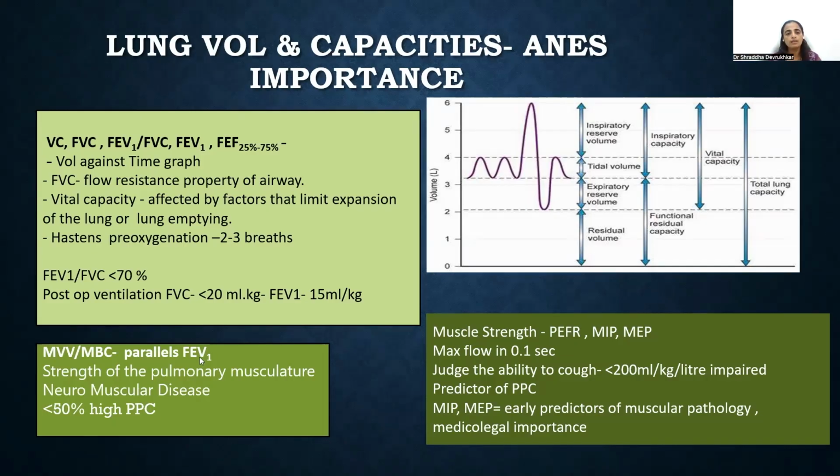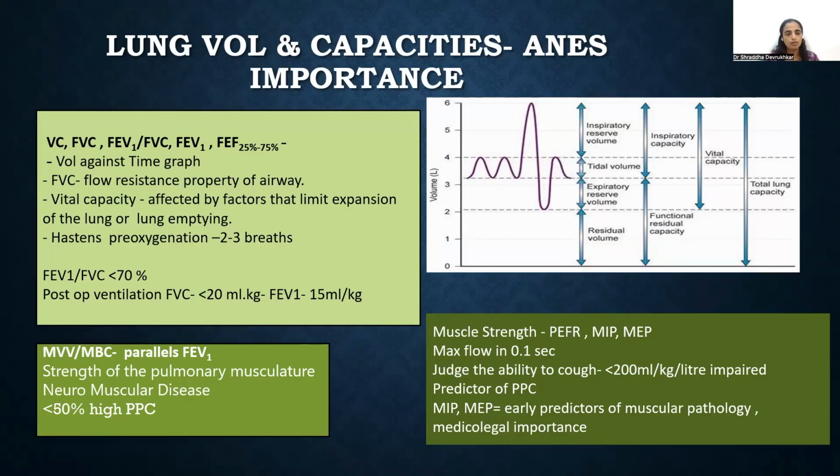Then your MVV and MBC, this also parallels FEV1, because it is taken as the maximum multiplied by rate. So FEV1 multiplied by rate will give you the maximum voluntary ventilation, the maximum breathing capacity. What we are checking with MVV or MBC is also the pulmonary musculature strength. So especially in neuromuscular disease or GB syndrome, these patients may initially have all these values normal, but the MVV, MBC will be showing a lower grade or will be on the downtrend.